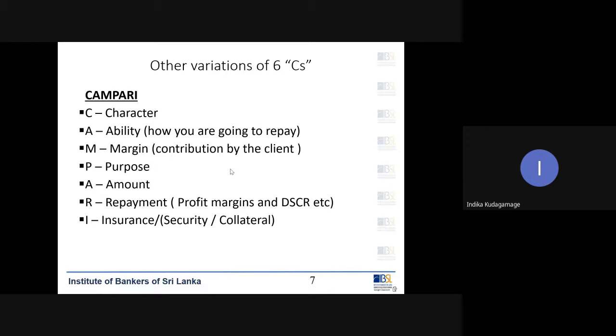your question to the customer would be, how much can you pay? Where does your income come from? That is ability.